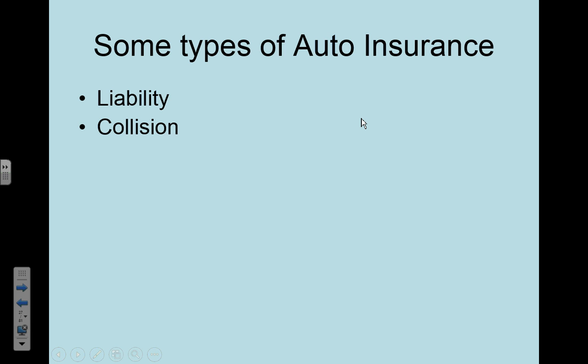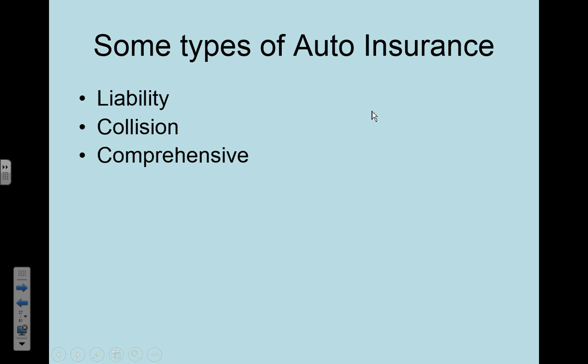If you wanted to have insurance that would pay for damage to your car, if you were at fault, that would be collision. Again, collision pays for damage to your vehicle if you are at fault. So in that accident I just said, your liability insurance would pay for the injury or damage to the person who you ran into, and your collision insurance would pay for the injury or damage to your car.